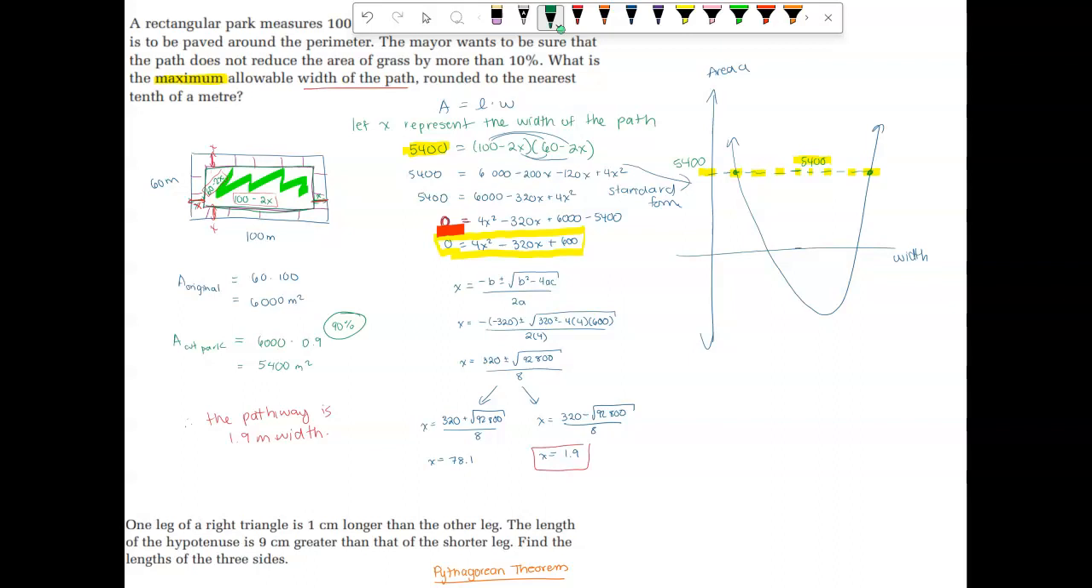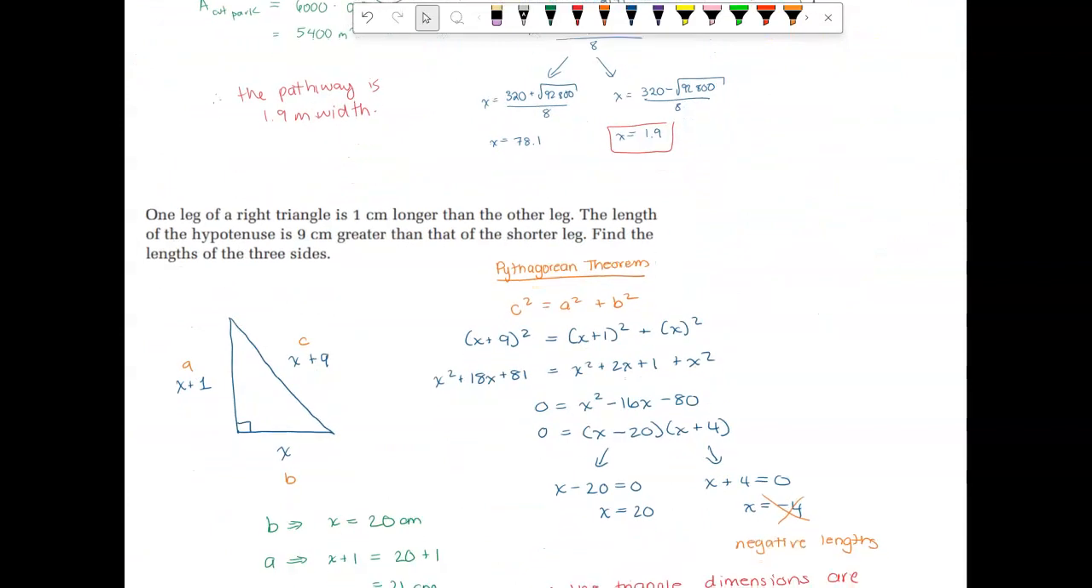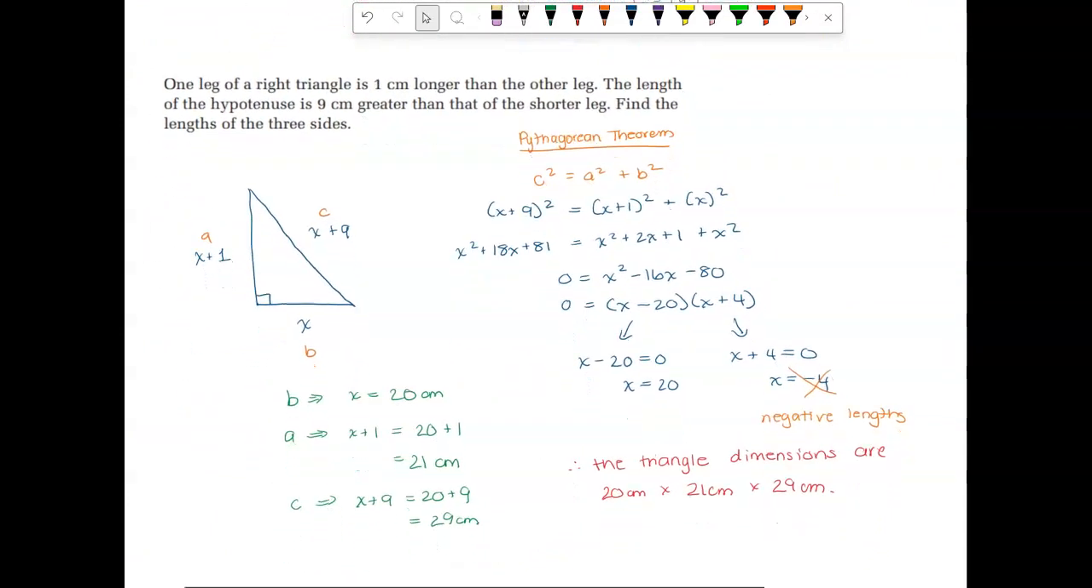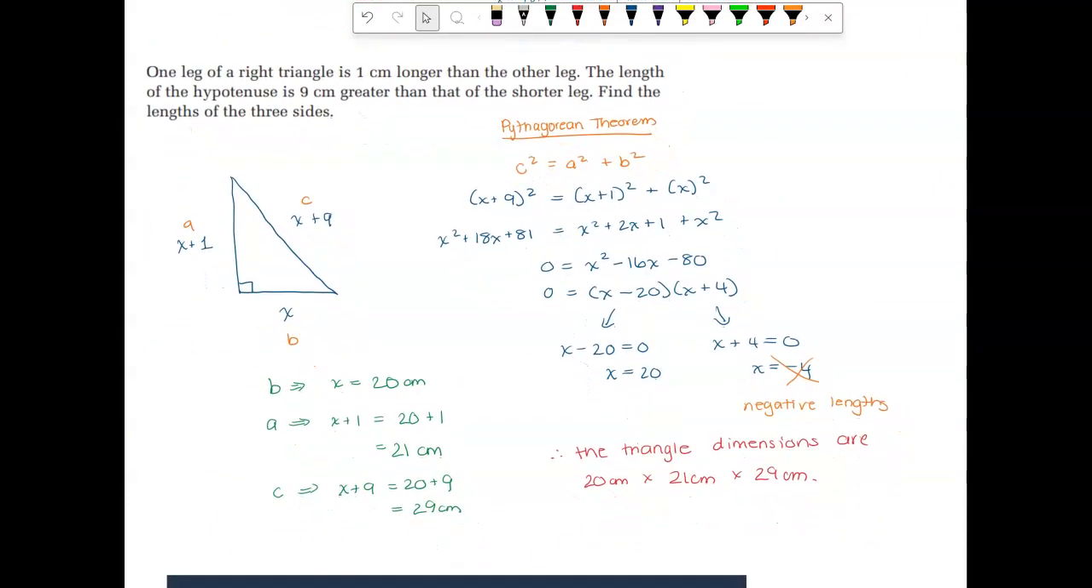All right. One more problem just to make sure. We kind of did this one, but I want to go over it again because I found some of you might need another look. One leg of the right triangle is 1 centimeter longer than the other leg. So here's my right angle triangle. I'm going to call one length x.